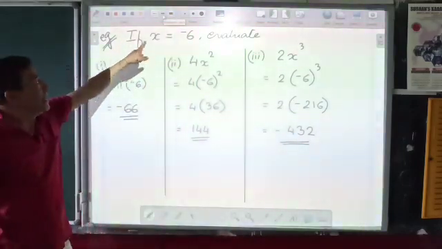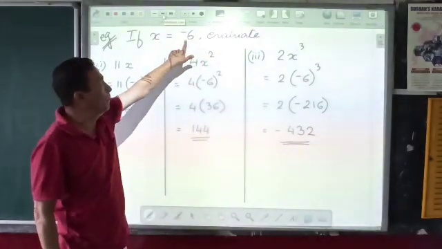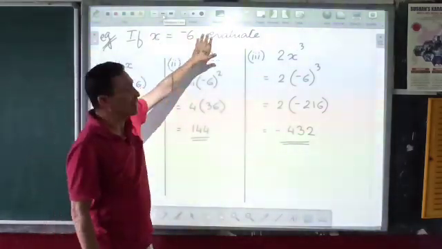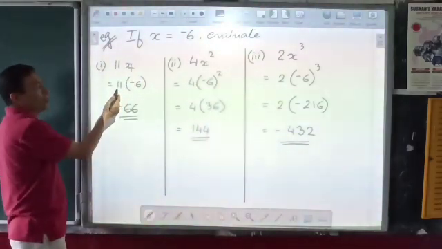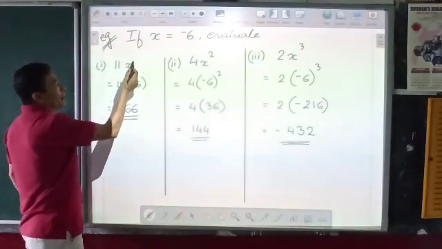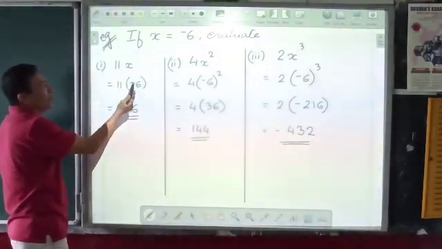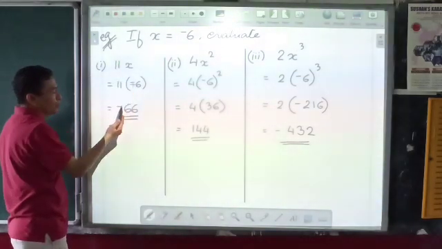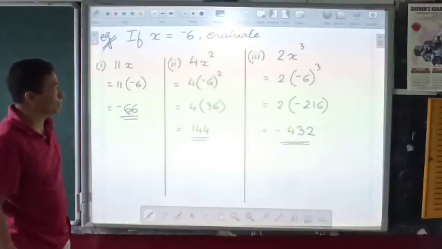If x is equal to negative 6, now I am taking the value to be a negative number. So x is negative 6, evaluate the first one, 11x. Which means 11 multiplied by x, x value is minus 6, so put that minus 6, 11 into minus 6. Plus into minus will give me minus, so 11 into 6 will give me 66.